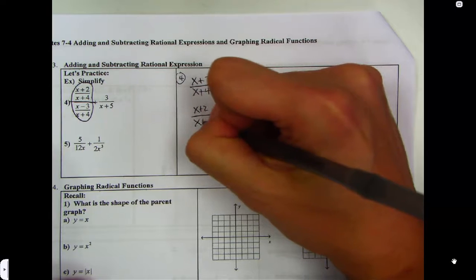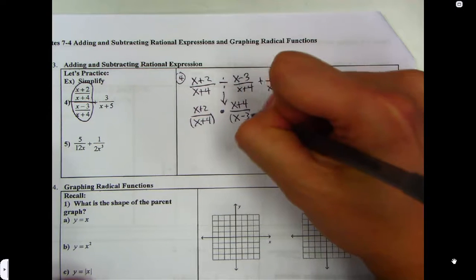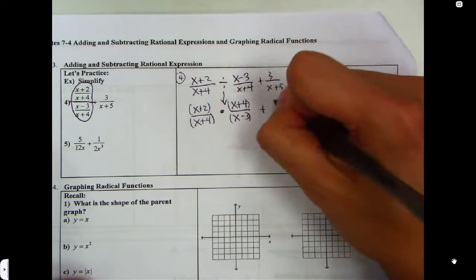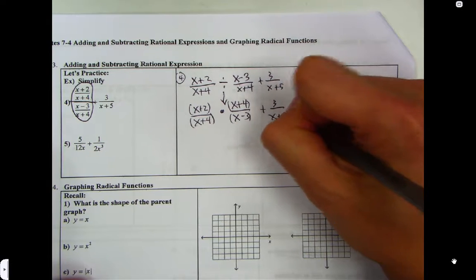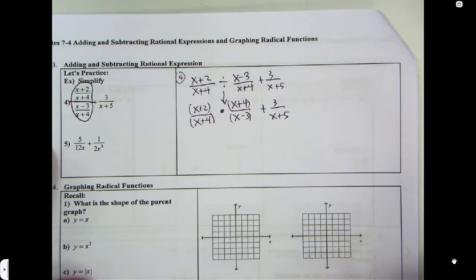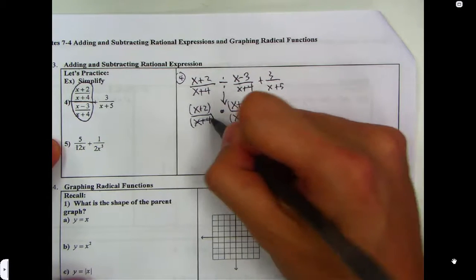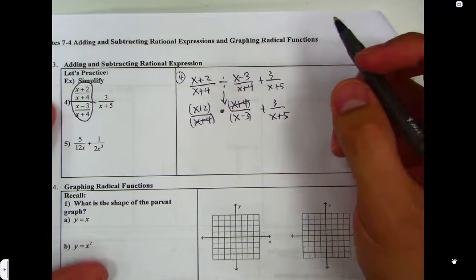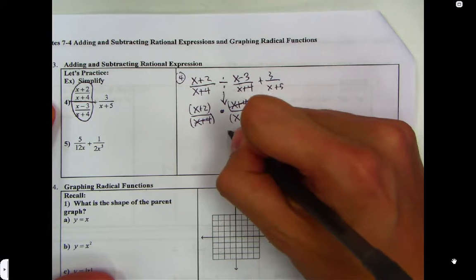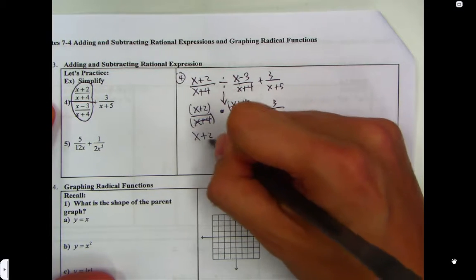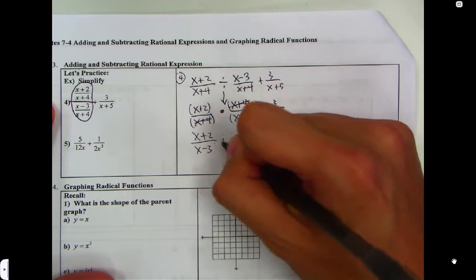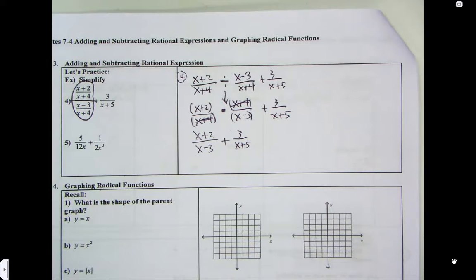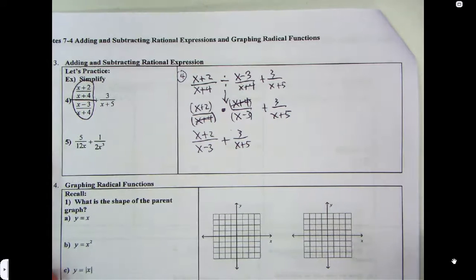And when we multiply, we don't need the same denominators. We just got to make sure they're factored. Right now, plus. So these x plus 4s are the same, so these cancel out because we're multiplying, so we don't need the same denominator. So what we have left here is x plus 2 over x minus 3 plus 3 over x plus 5. Now this is an addition problem, so when you add and subtract, you need the same denominator.